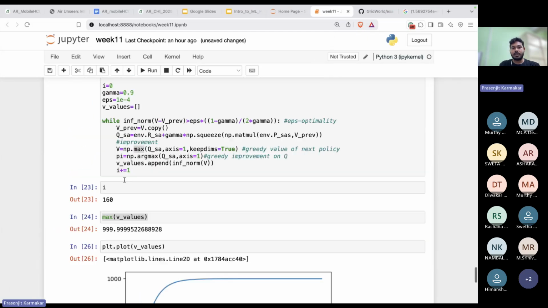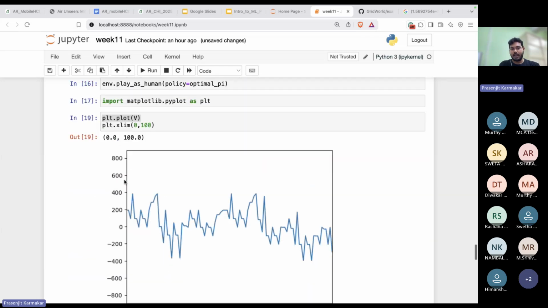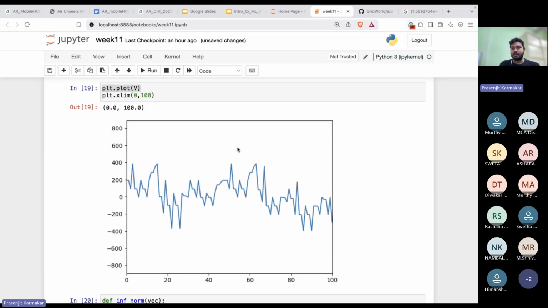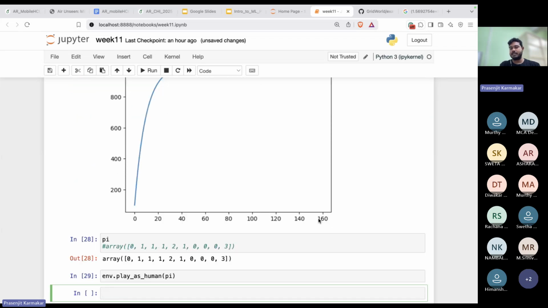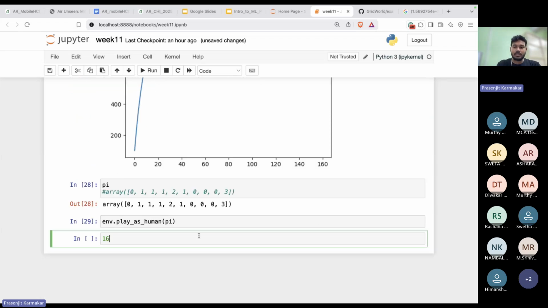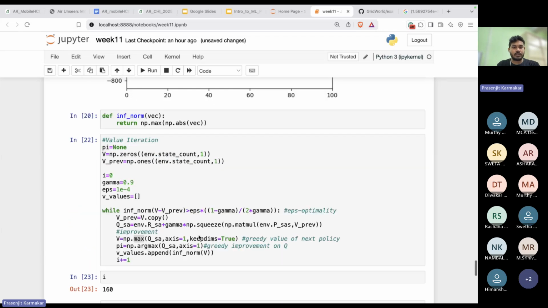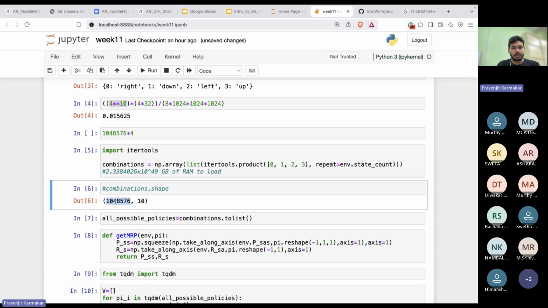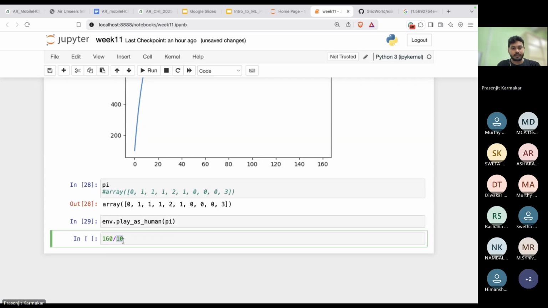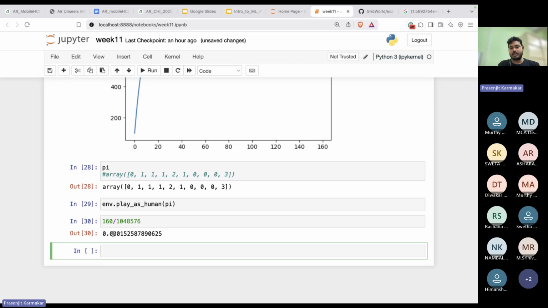The difference is that instead of 10 lakh iterations and looping through all possible value functions, we can complete it within 160 iterations. That's the efficiency. So efficiency is around 160 divided by 10 lakh. Let's just copy that. How much fraction of compute do you need? So it's actually requiring 0.0001 fraction of the computation of the previous algorithm to reach the same policy.